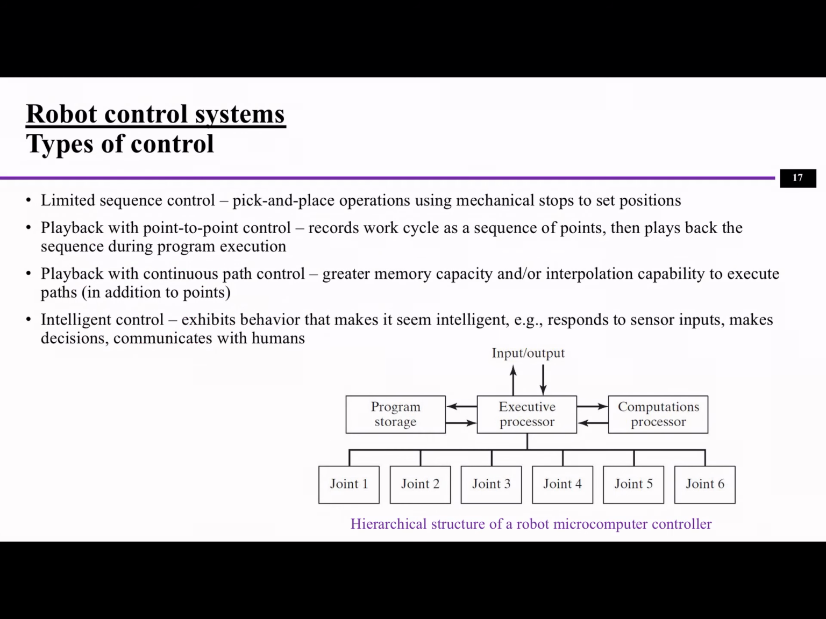And types of controls: some of our very simple robots have limited sequence control. So basically, you tell the machine what to do, and then it will keep doing that, and it's very simple. Some of the controls can play back, which means you can record the work cycle. If you program it, it records the prior work cycle and then repeats it again and again. And the work cycle can be either point-to-point control, point-to-point path, or continuous path.